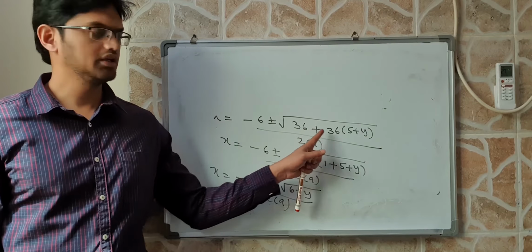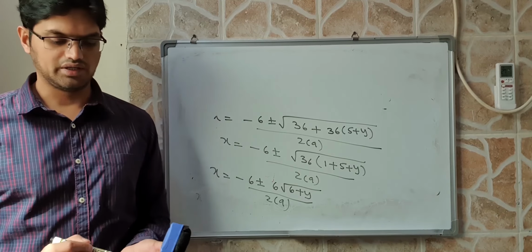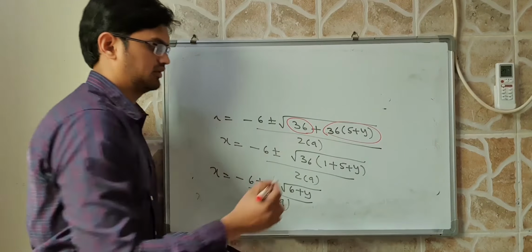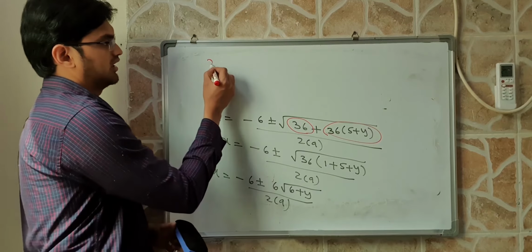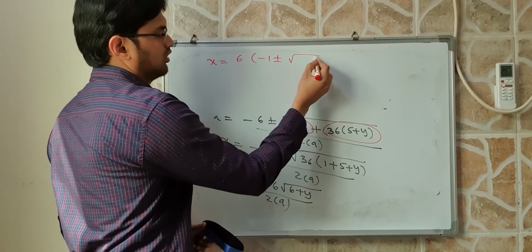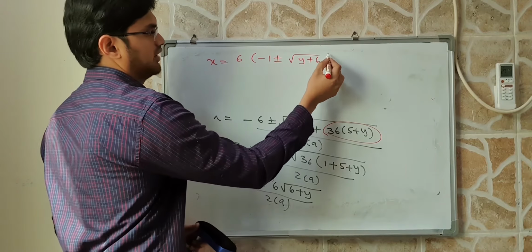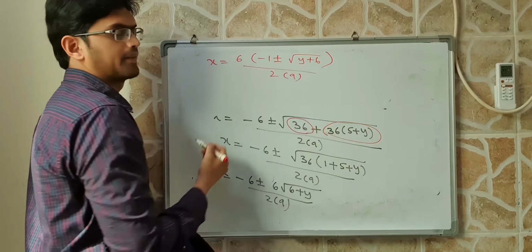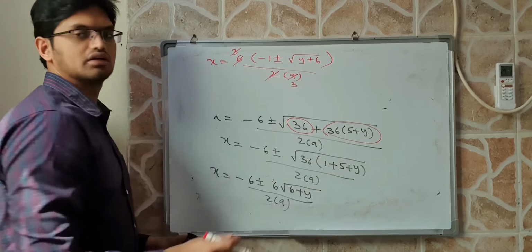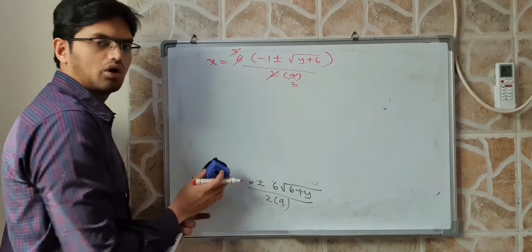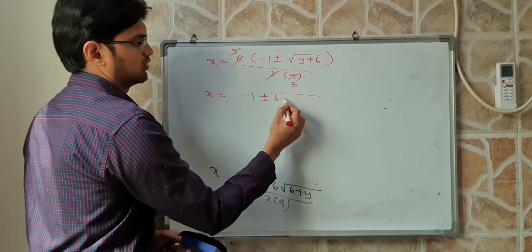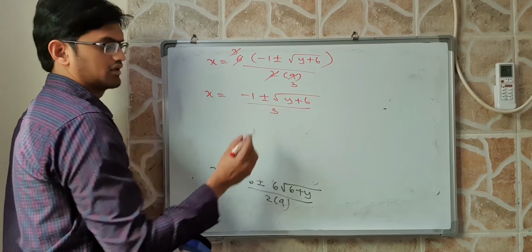Further, you see 36 from these two we have taken common. Here it is left 1, here it is left 5 plus y, as these are two different terms, this one and this one. Now further I want to simplify. x is equal to, if I take 6 common, minus 1 plus or minus root of y plus 6, I can write, divided by 2 into 9. So cancel this: 2 times 1, 2 times 3, 3 times 1, 3 times 9. So finally we got x is equal to minus 1 plus or minus root of y plus 6, by 3.